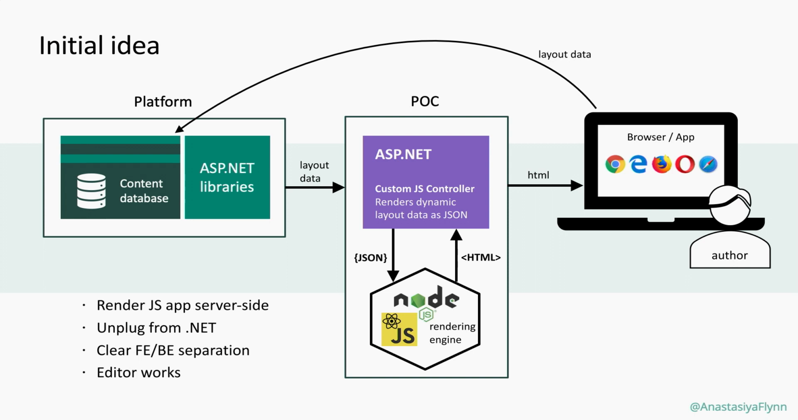So in this diagram, we get the layout data from the author. This is something that was already happening. The new part is a custom JavaScript controller that serialized the dynamic layout data as JSON. A small node server rendered the app using the layout data and sent HTML back. The React app was a standalone project, so we achieved unplugging from .NET and defining clear front-end and back-end separation.